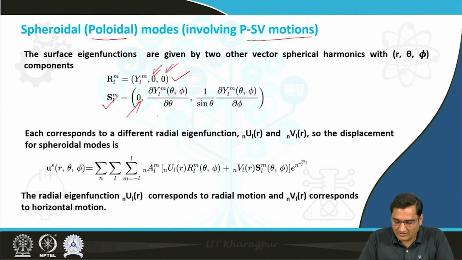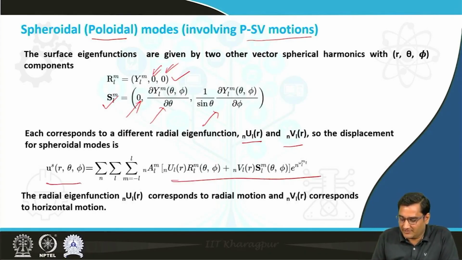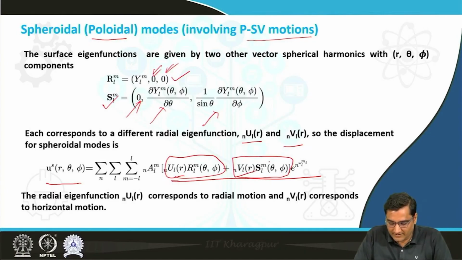And for the toroidal one, you can see there is no radial term here. So the only non-zero terms are this one and this one. Each corresponds to a different radial eigenfunction, u and v. So the displacement for the spheroidal mode has this expression, where you can see this is for the radial motion, this is for the horizontal motion.